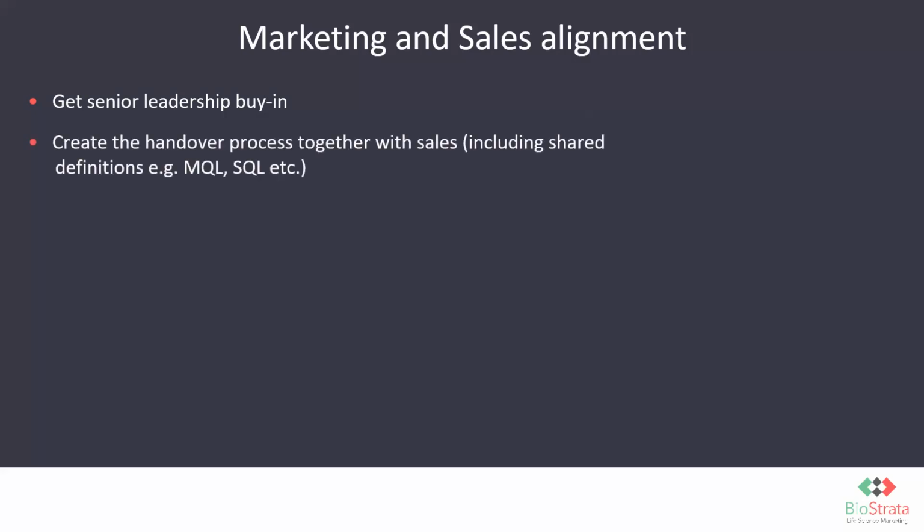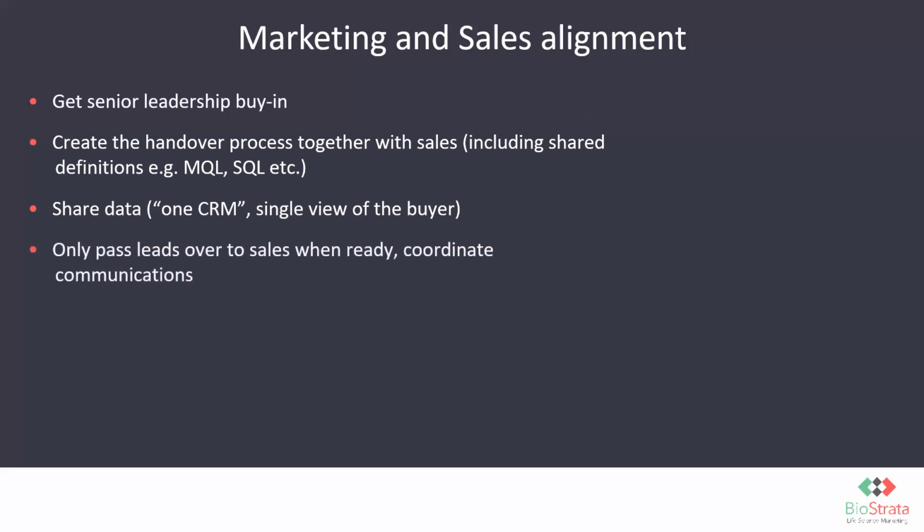You should then create the handover process together with sales, including defining things like MQLs and SQLs together. You should work to create shared data, one CRM and a single view of the buyer that marketing and sales all have access to and are all inputting on. And then it's critical that marketing are only passing what we would call true MQLs over to sales so that sales are getting high quality leads to follow up with and feel like they're not getting the junk leads that sometimes sales complain about. And at the same time, also considering coordinating communications.